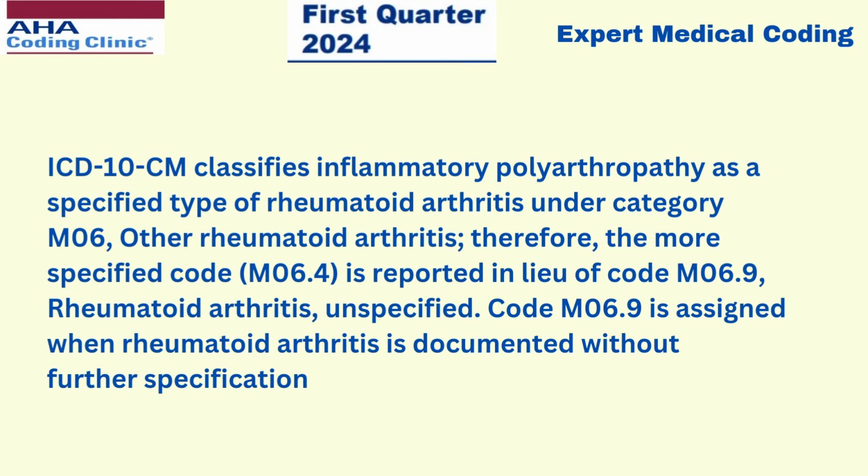So code M06.9 is assigned when rheumatoid arthritis is documented without further specification. In this scenario, we have more specification. So we have to assign code M06.4 for inflammatory polyarthropathy rather than code M06.9, that is rheumatoid arthritis unspecified. Now let's move to the next coding clinic.